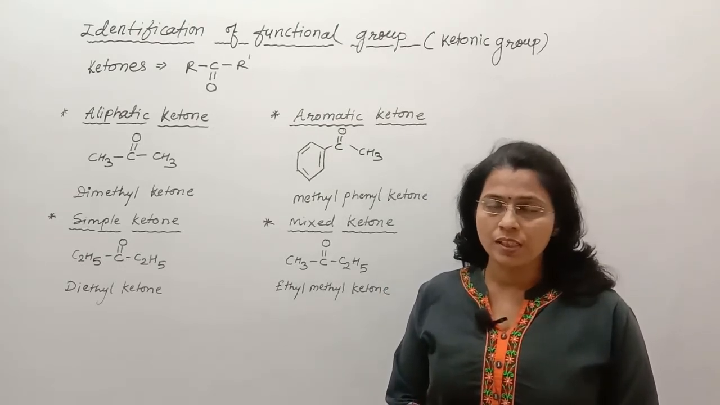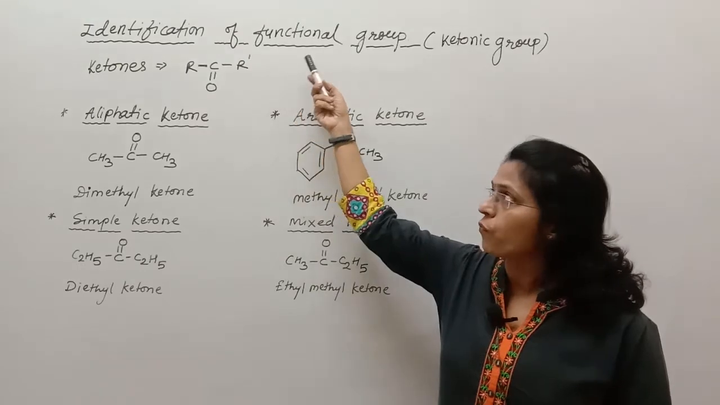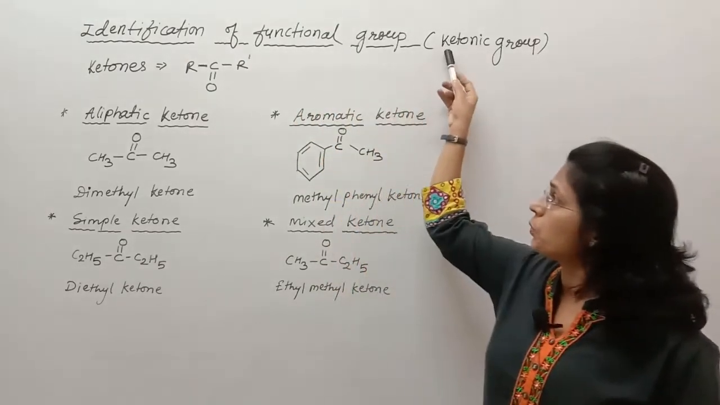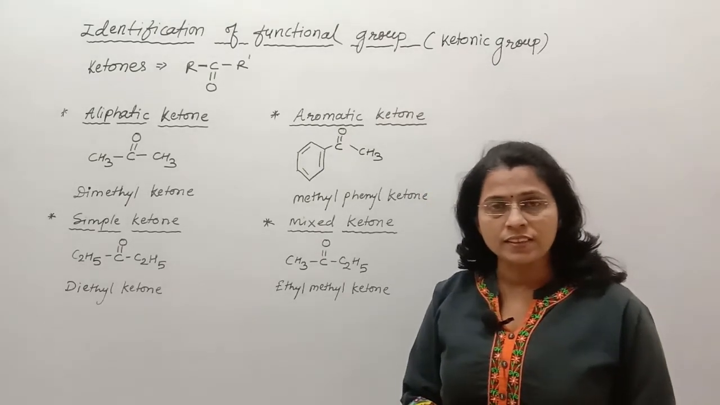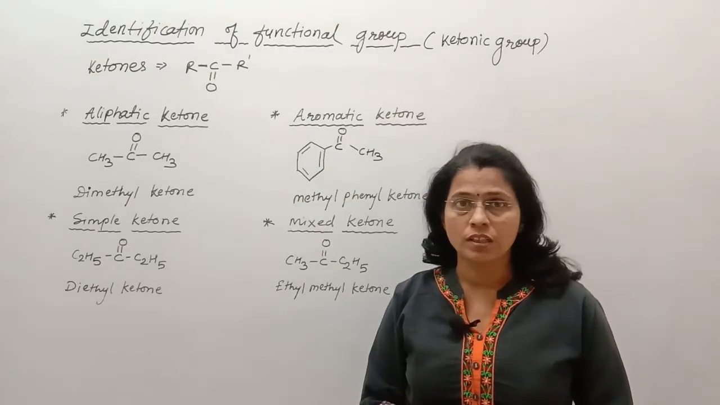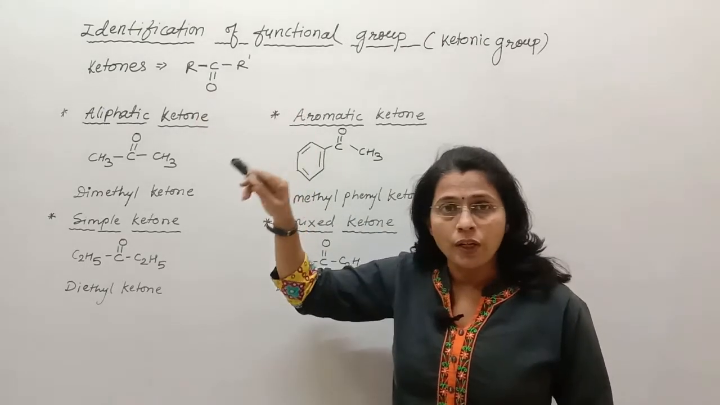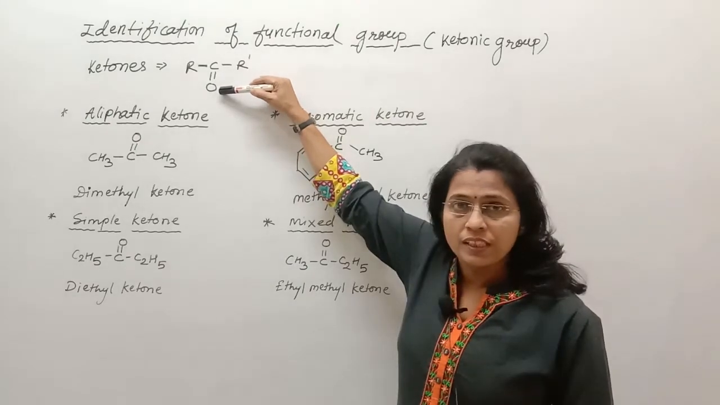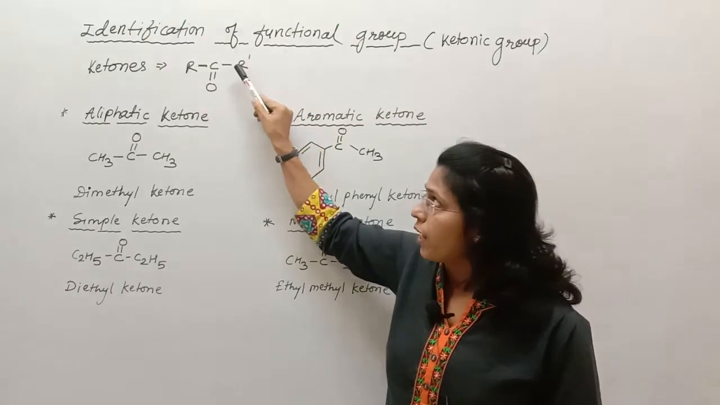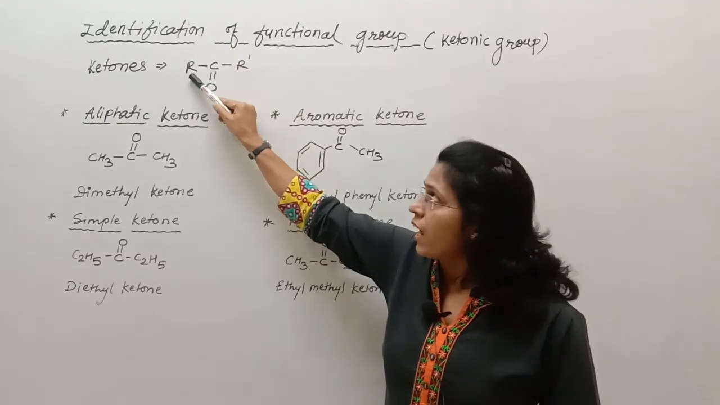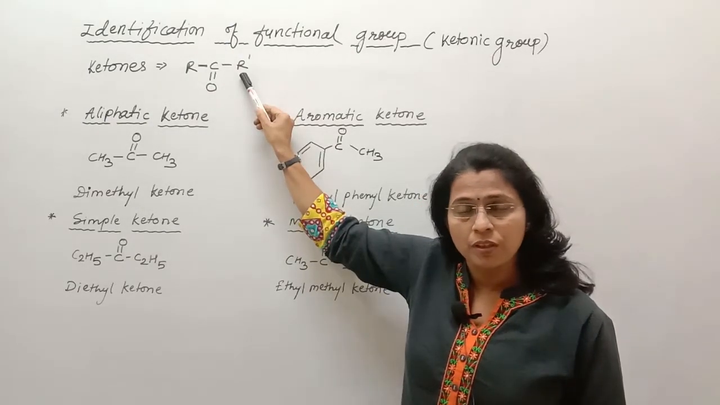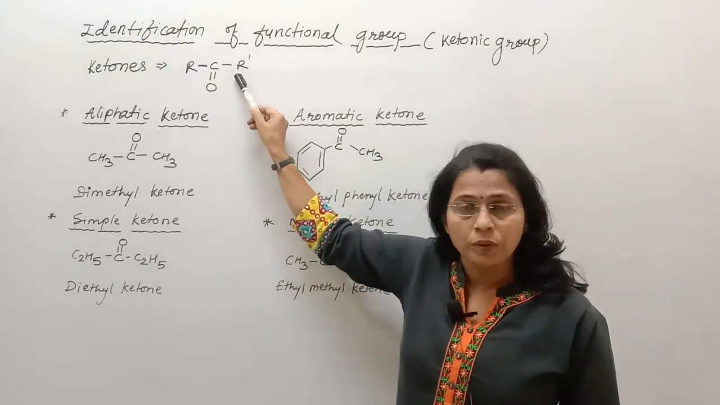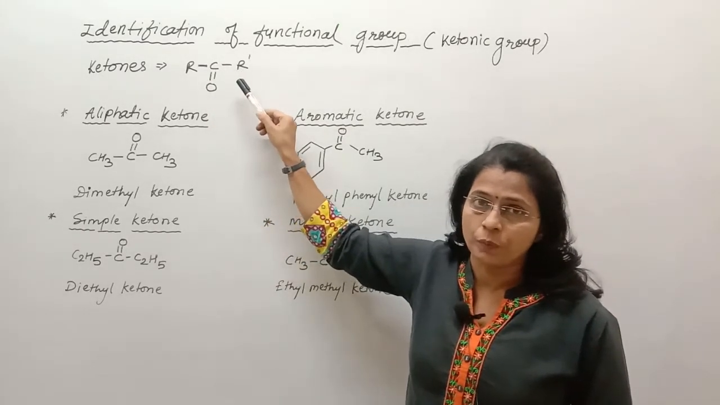Today our aim is identification of functional group, and in that we are testing for ketonic group. Let us understand what ketones are. Ketones are organic compounds in which a carbonyl group is attached to two R groups. These may be the same or different. These may be alkyl groups or aryl groups.